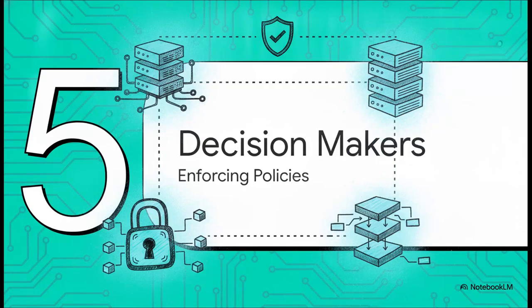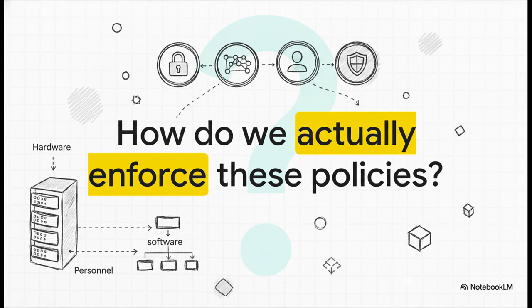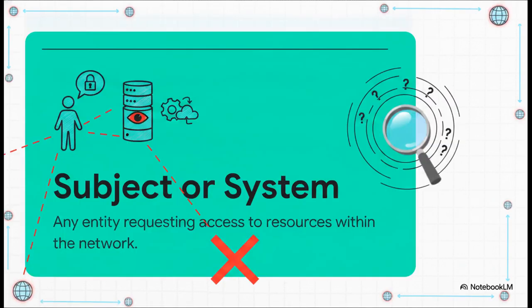Let's jump to Section 5, the policy decision makers. We've got the philosophy and the zones down, but how on earth do we manage the actual data flow? Seriously, how do we actually enforce all these policies? Well, it comes down to the tangible hardware, software, and personnel that actually do the policing on the network. To make this zero-trust dream a reality, we rely on 4 key players working together. Let's meet them. First up is the subject, or system.